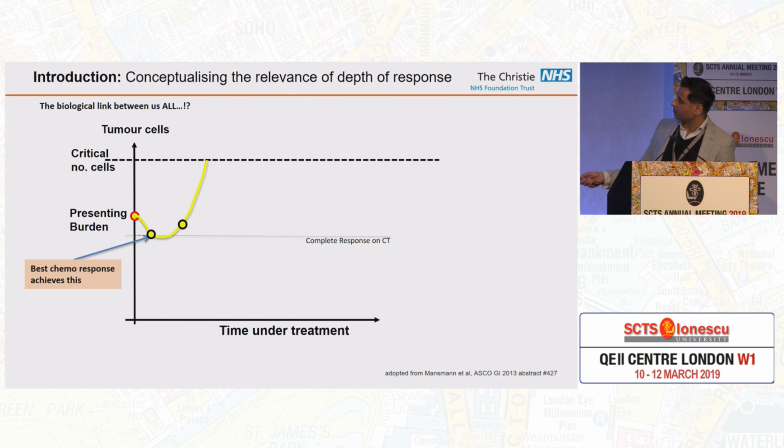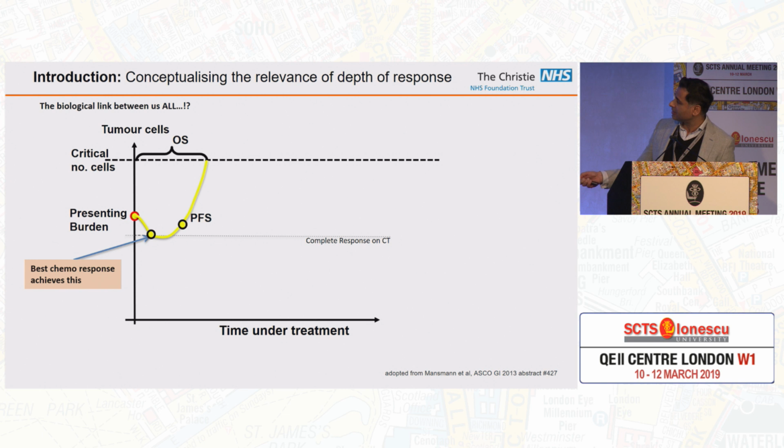and then at some point, that cancer will start to become visible again on a CT scan, and we call that the progression-free survival. So that's the time there. And that's the overall survival. So when that cancer then reaches a critical number of cells in the body, that person dies. And that's essentially what we're up against.